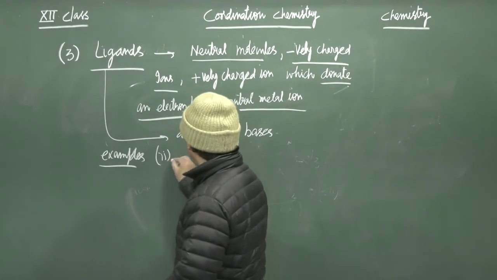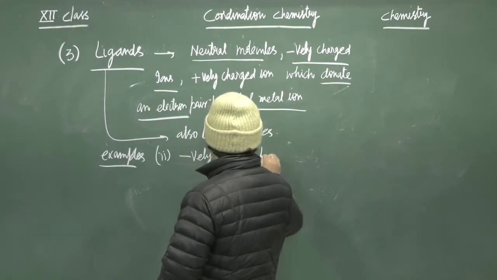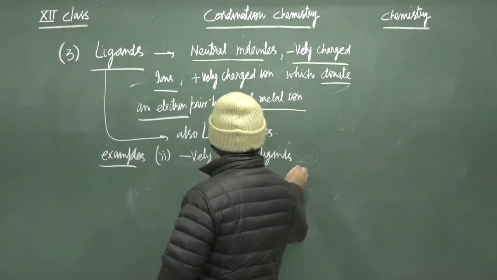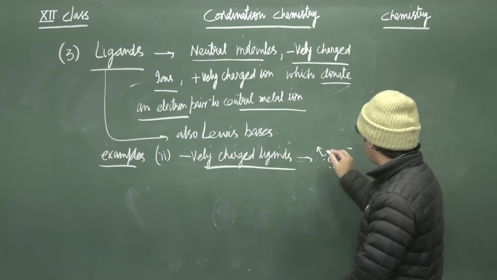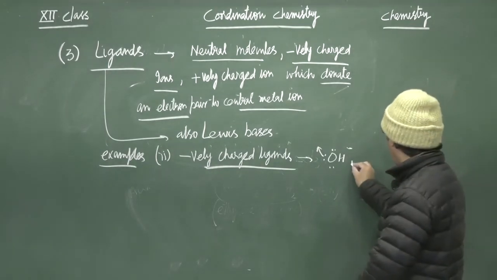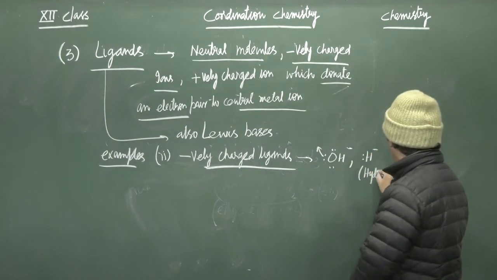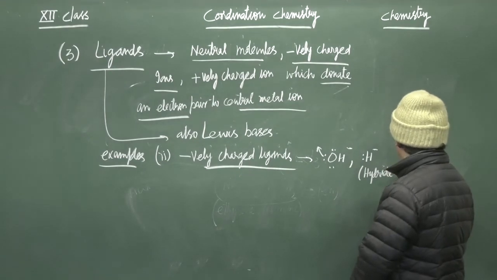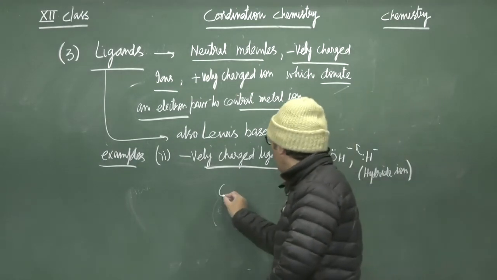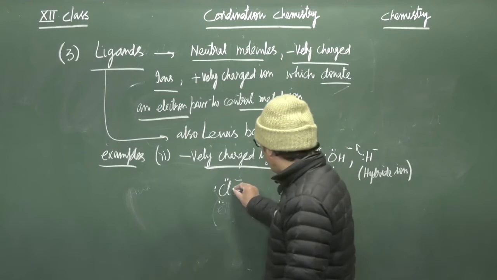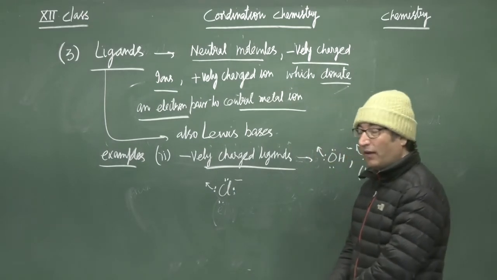Similarly, negatively charged ligands. Oxygen has 3 electron pairs, so this is the donor. Hydroxide. H negative ion is called hydride ion. The hydrogen atom is not the ligand, but its anion is the ligand. Cl negative ion, chloride ion. This chloride ion has got 4 electron pairs, which I have shown here. One of them can be donated. So it is again a ligand but negatively charged.